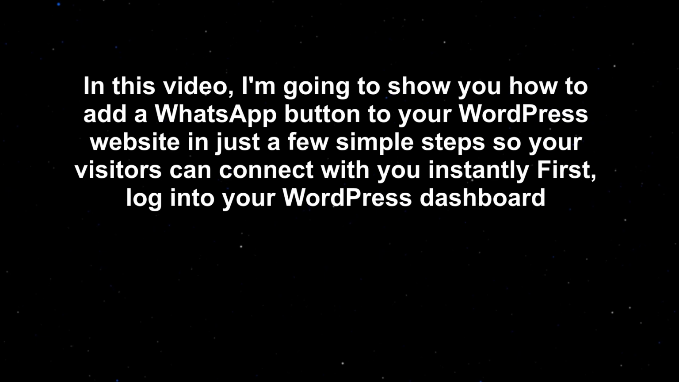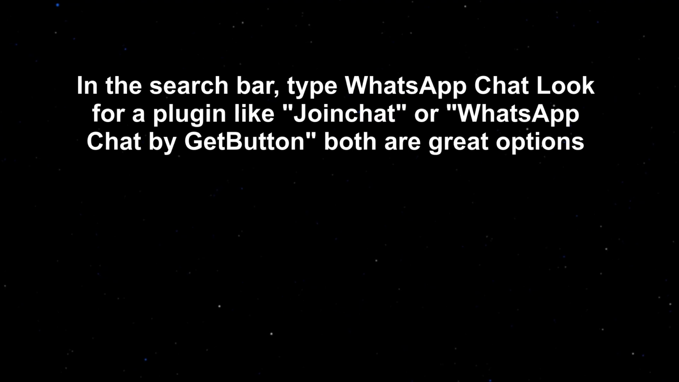First, log into your WordPress dashboard. Hover over Plugins and click on Add New. In the search bar, type WhatsApp Chat. Look for a plugin like JoyChat or WhatsApp Chat by GetButton. Both are great options. Click Install Now next to your chosen plugin and then activate.